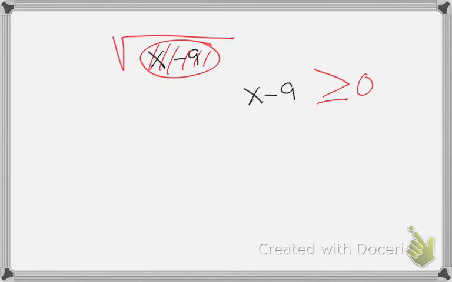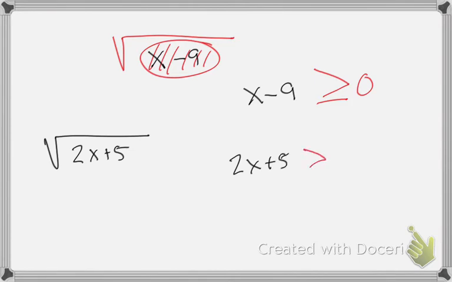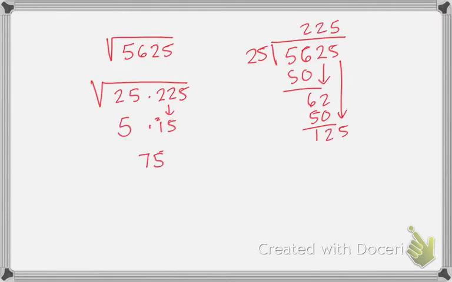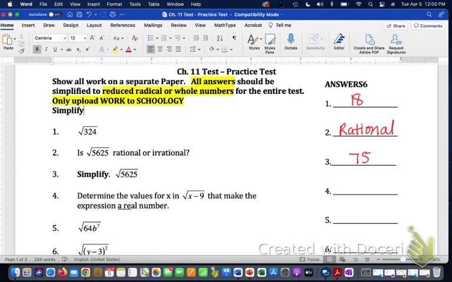Whatever's in there, if I get 2x plus 5, I set 2x plus 5 greater than or equal to 0 because it can't equal a negative. And in this case, for the problem on the practice test, I add 9, and we get x is greater than or equal to 9. So the solution is any number greater than or equal to 9.